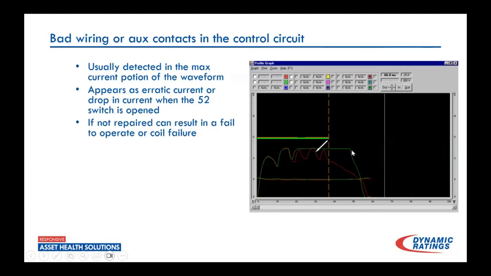when that 52A comes open. So typically this will happen during that max current portion of the capture when that coil's pulling as much as it can. We'll start seeing these things that relate to these aux contact issues or wiring issues within that control circuit. So just another type of thing that can be seen in this type of testing.